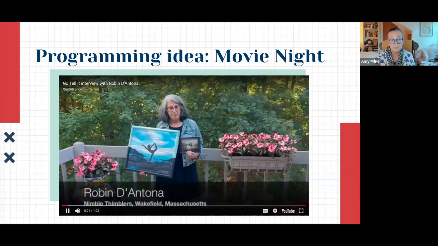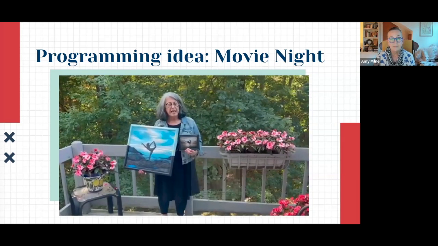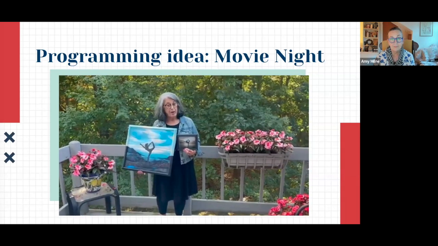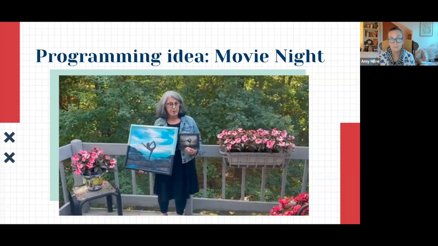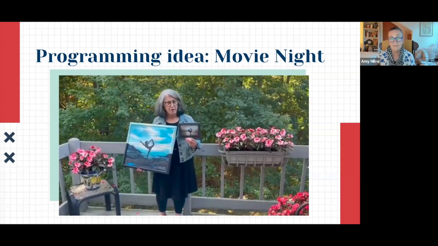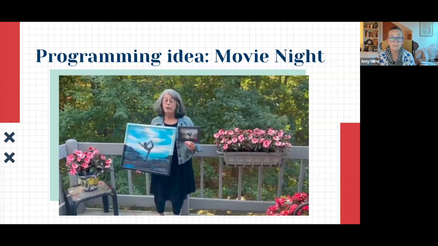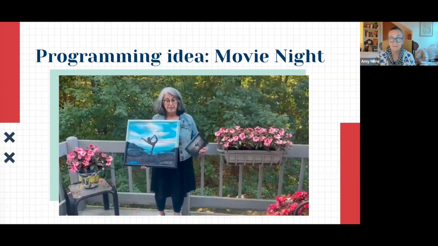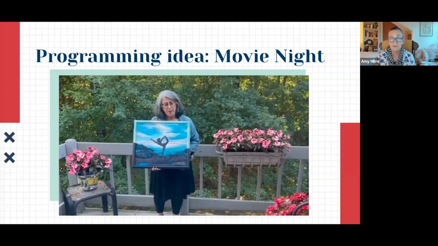Hello, my name is Robin D'Antona, and I'm from the Nimble Thimblers Quilt Guild in Wakefield, Massachusetts. And this piece is going to be shown at our quilt show, Quilt Stories, in September of 2024. This came from a photograph taken of my granddaughter, Aria. And I called it Arabesque, but she corrected me and told me that it's really called Scorpion, this position she's in. And I loved it so much that I made this quilt.